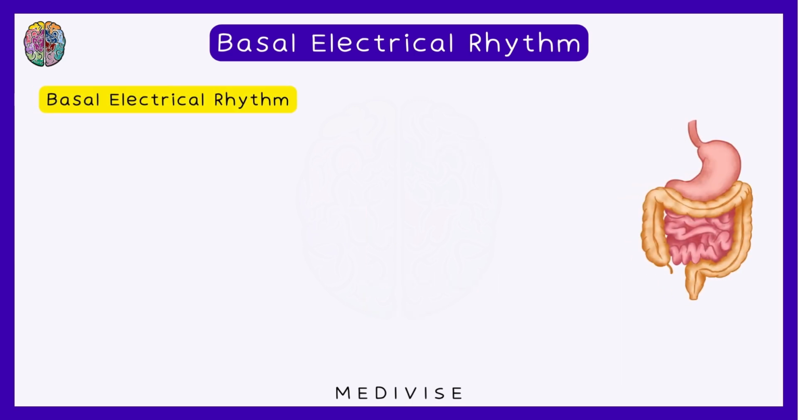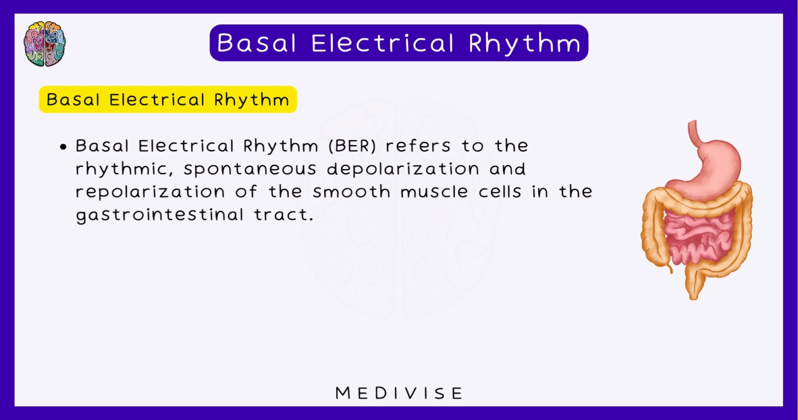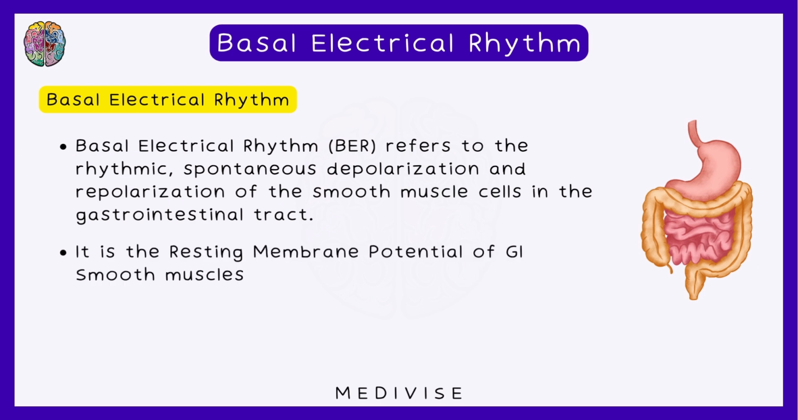So, let's start. What exactly is BER? Basal electrical rhythm refers to the rhythmic, spontaneous, meaning these electrical rhythms are produced by themselves, depolarization and repolarization of the smooth muscle cells in the GIT. Basically, it is the resting membrane potential of the GI muscles. This will become much more clear in a few minutes from now.